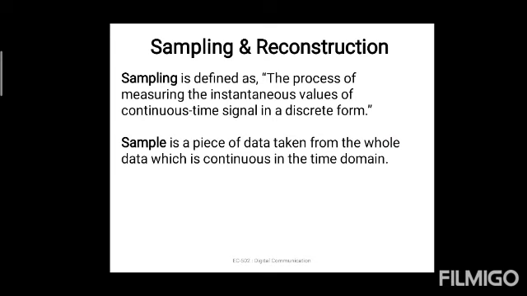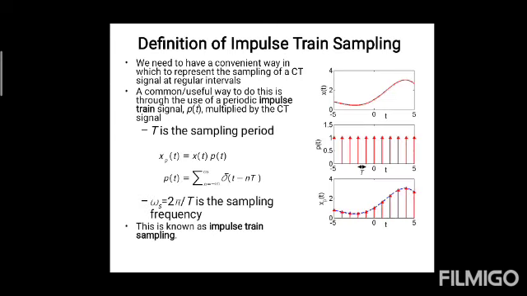The next part is about this multiplied version of the impulse train. This is known as impulse train sampling.